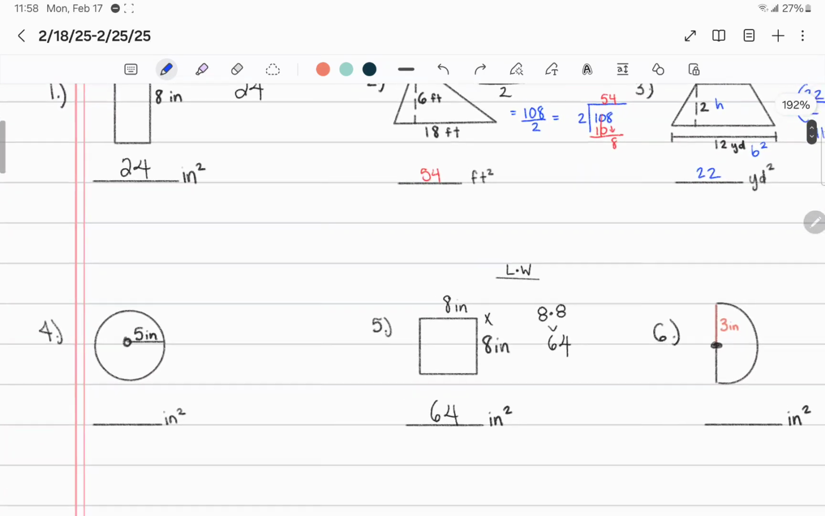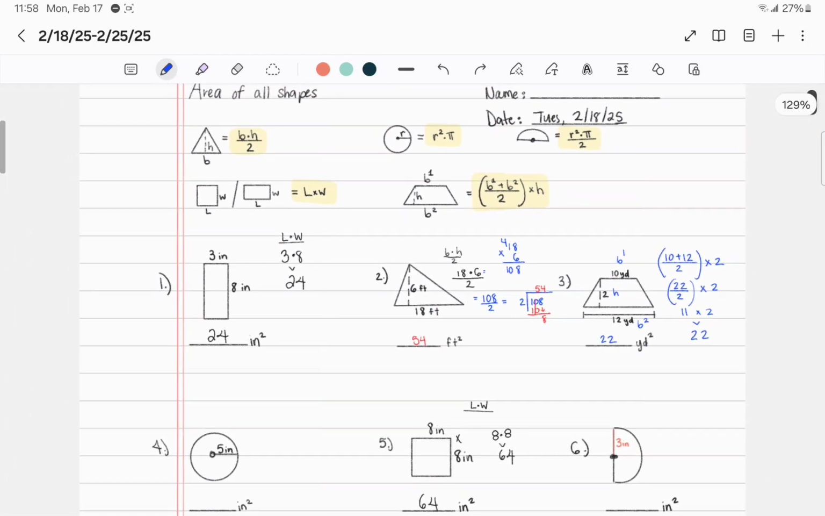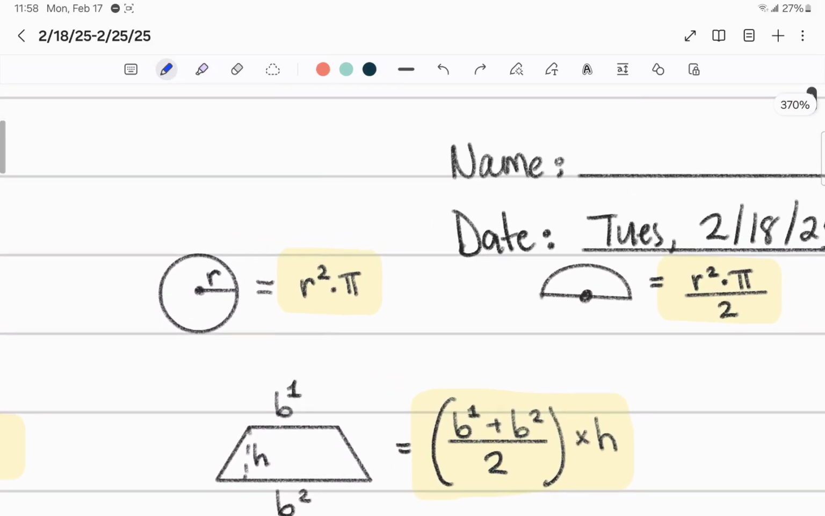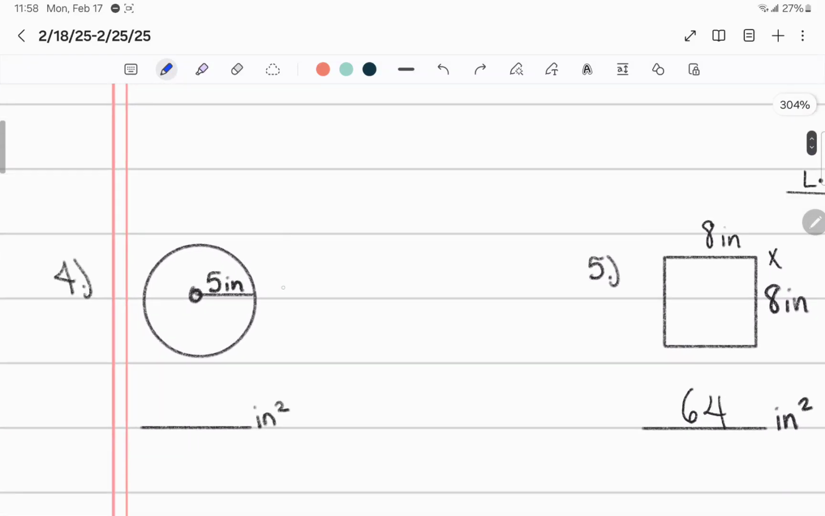Okay, next. 4. 4 is a circle. So for the circle, remember that we talked about pi. So let's go back up here for a second. We're doing this one. So for the circle, when you're just doing the area of a circle, all you have to do is multiply this number times itself and then just place the pi symbol. So our formula is r squared pi, right? That's area. This is r. So this would be 5 to the power of 2, and then you would attach the pi symbol.